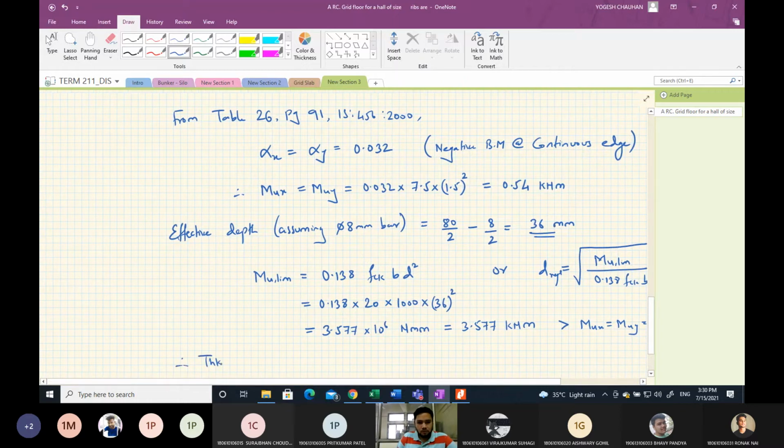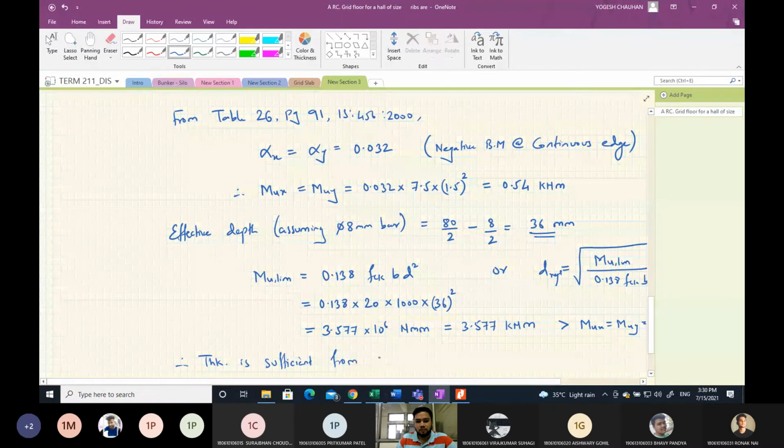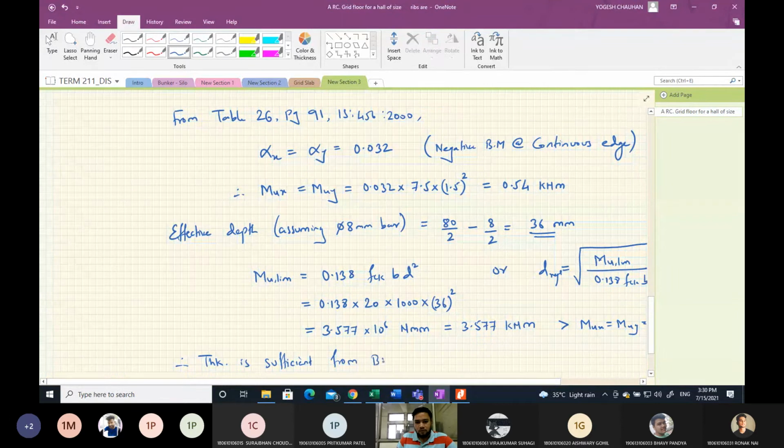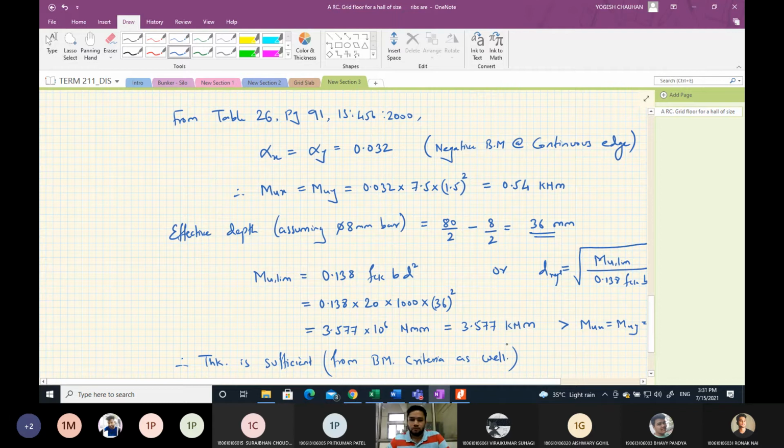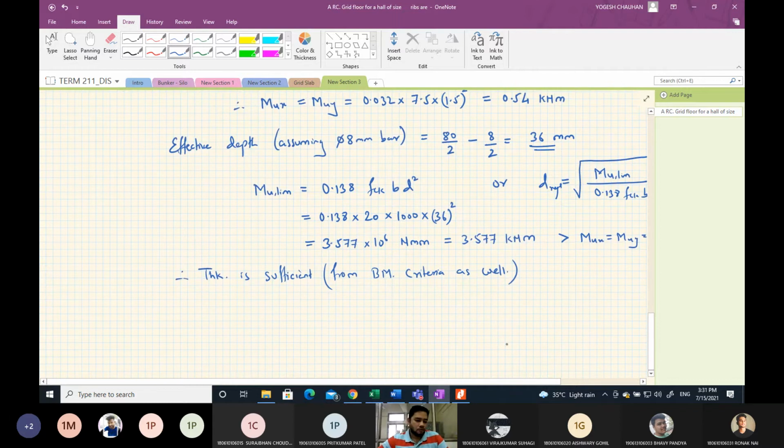Therefore, thickness is sufficient from bending moment criteria as well. Okay. So now we have reached the thickness of the topping slab. Now let us find the reinforcements required. So reinforcements required in the topping slab.